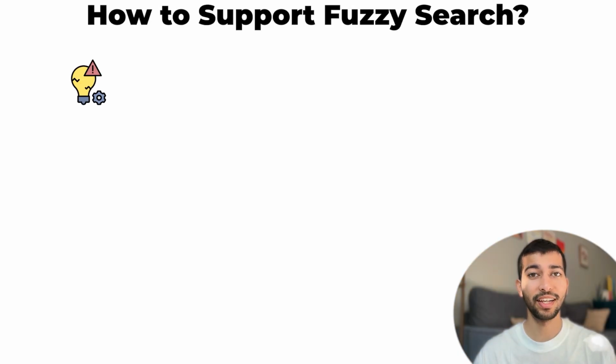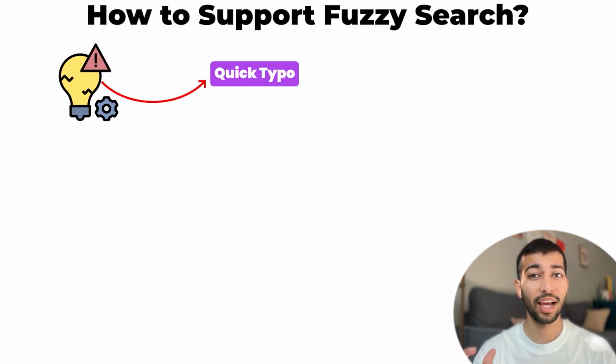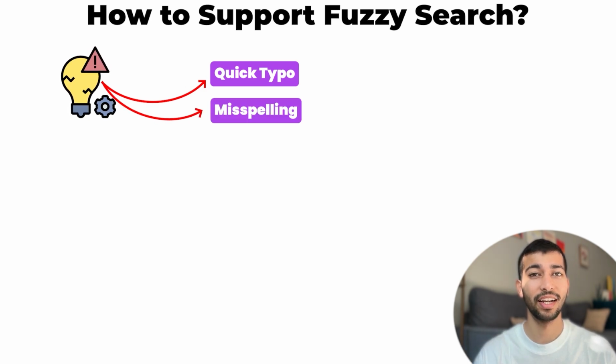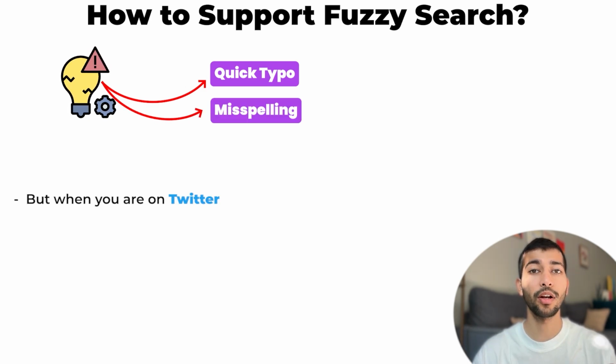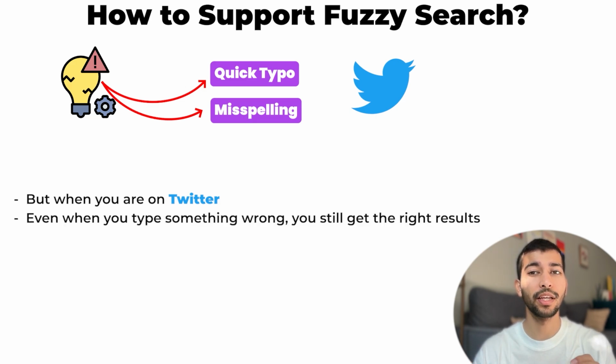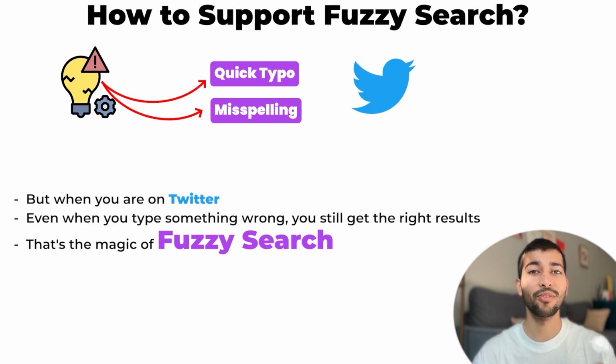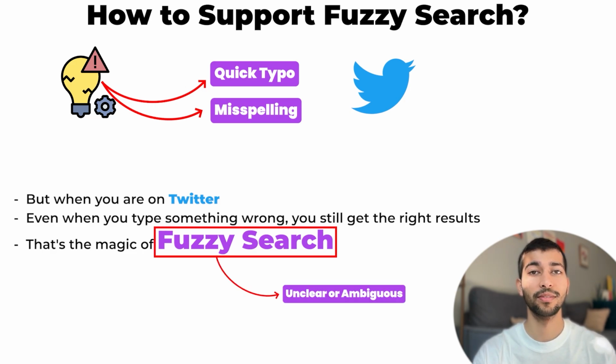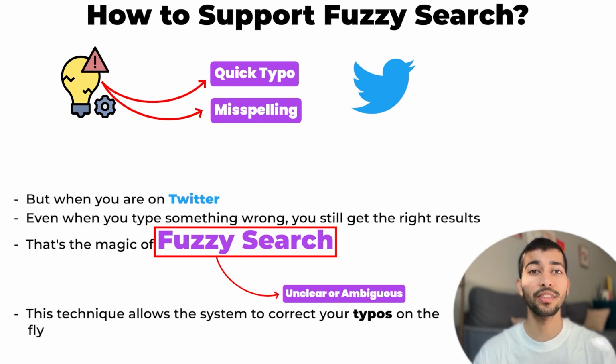We all make mistakes, right? Whether it's a quick typo or misspelling. It happens, right? But when you are on Twitter, you have probably noticed that even when you type something wrong, you still get the right results. That's the magic of fuzzy search. Fuzzy means unclear or ambiguous, and this technique allows the system to correct your typos on the fly.